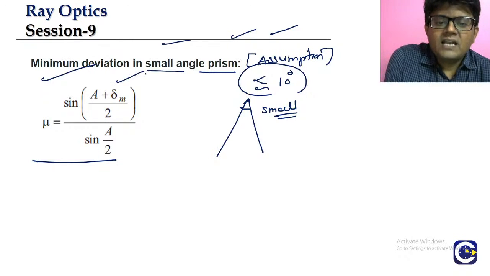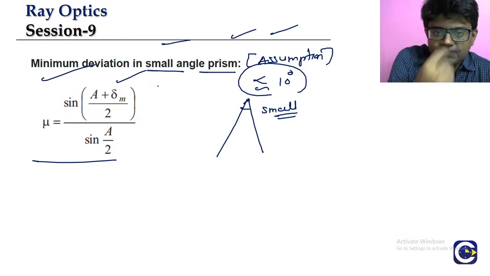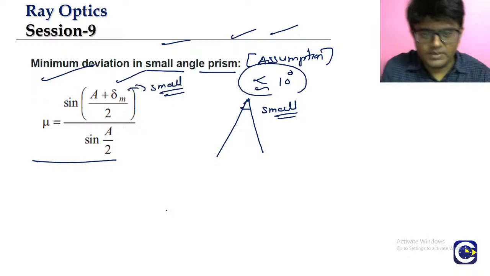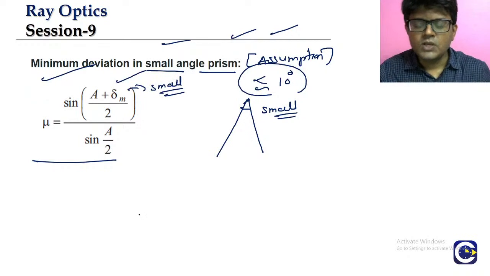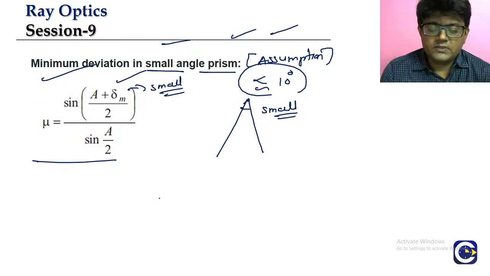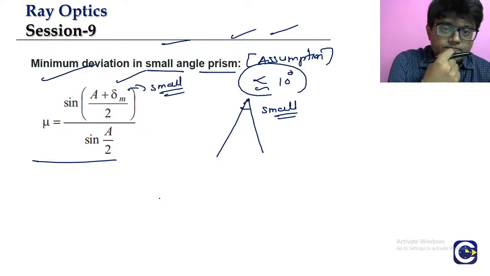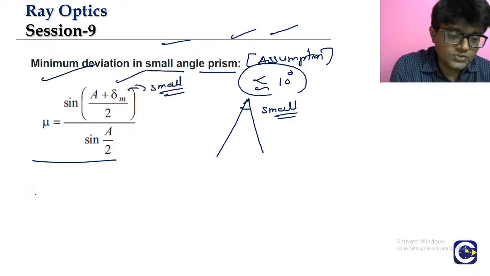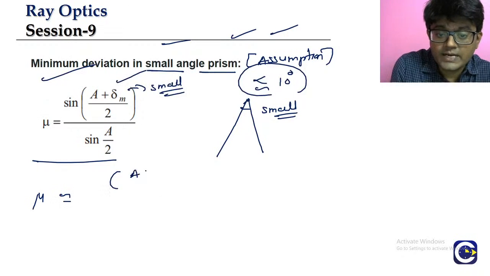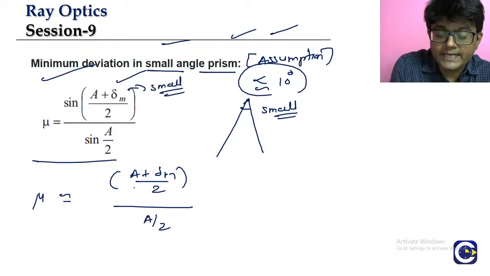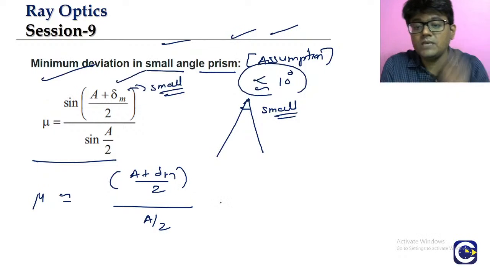Now the minimum deviation will be small only. So if A is small and delta minimum is small, remember, if the angle is small, then sine theta can be approximated to theta. Under this assumption, mu can be approximated as: numerator will have A plus delta minimum by 2, denominator we will write as A by 2. Now here we have to keep one thing in mind.